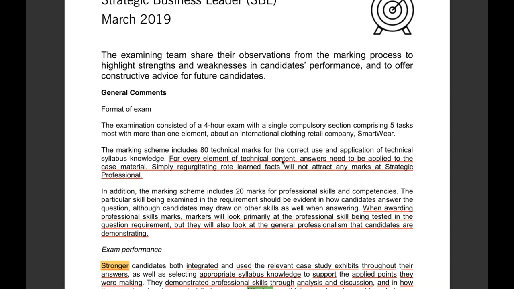Okay, for the element of technical content, remember these markers or examiners are emphasizing the need to apply to the case material. Okay, if you notice, I always say the word contextual, this is what it meant, right? So you are not supposed to be pouring out whatever you know about the subject matter, all right? Because it doesn't give you marks. So you need to actually apply it in the context of the case.